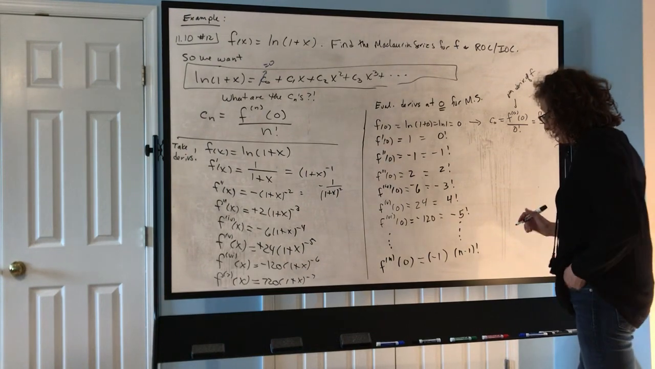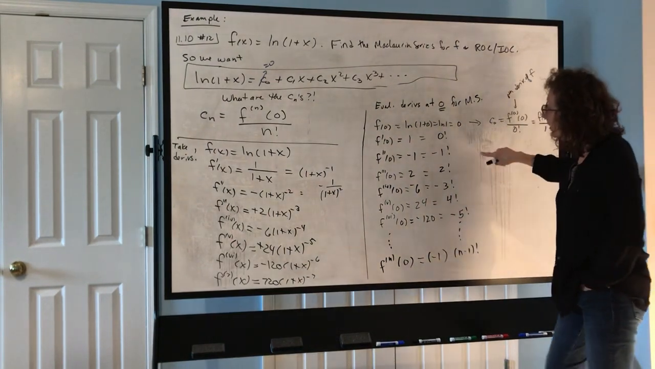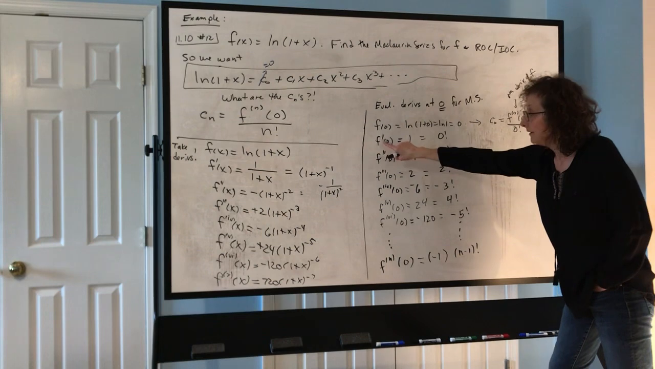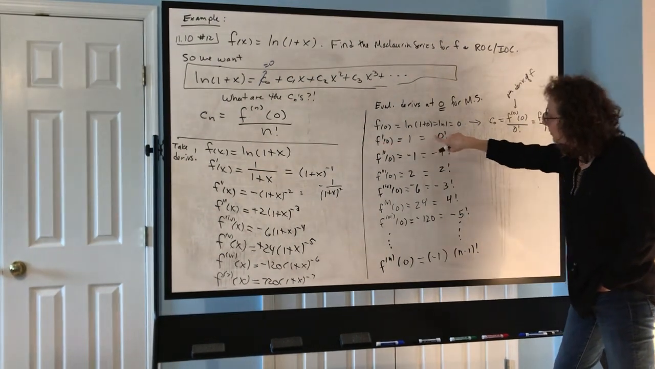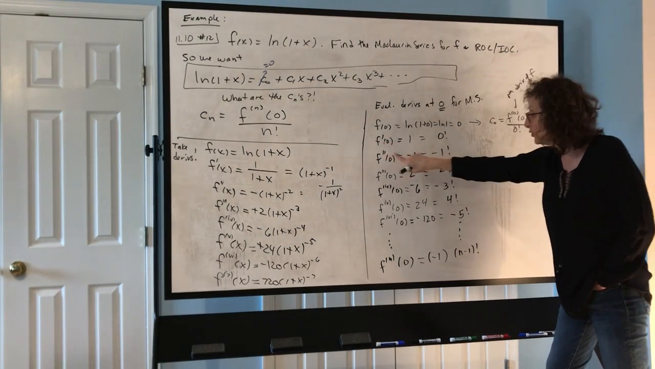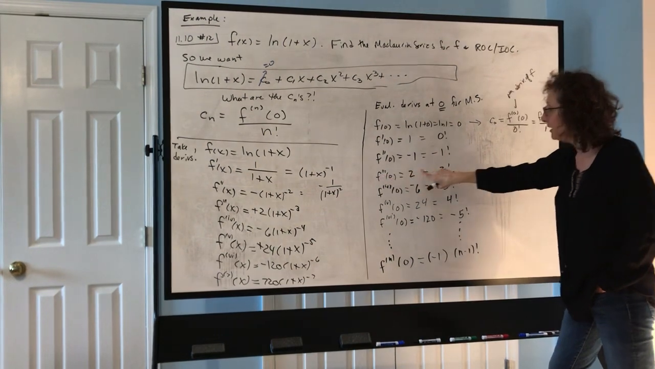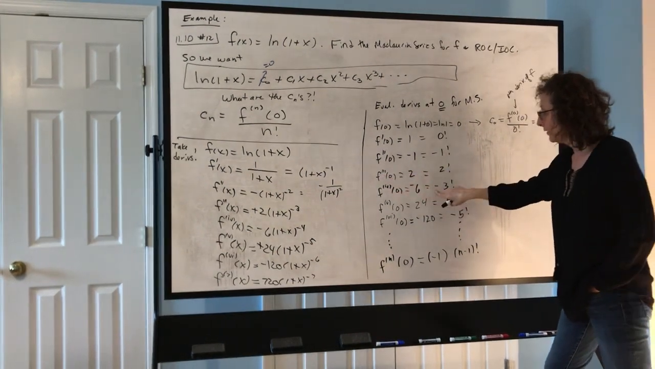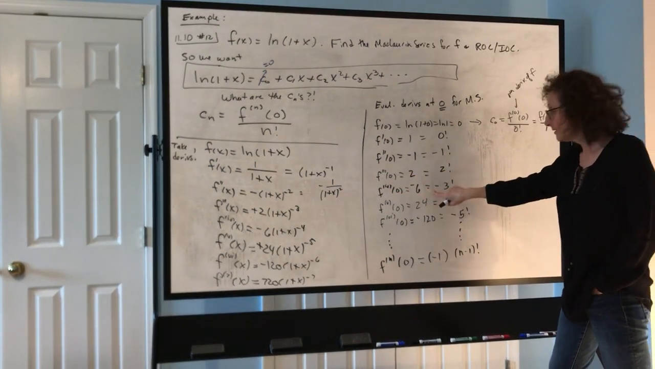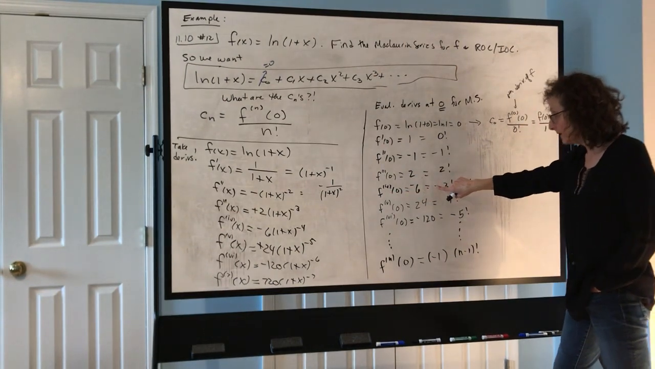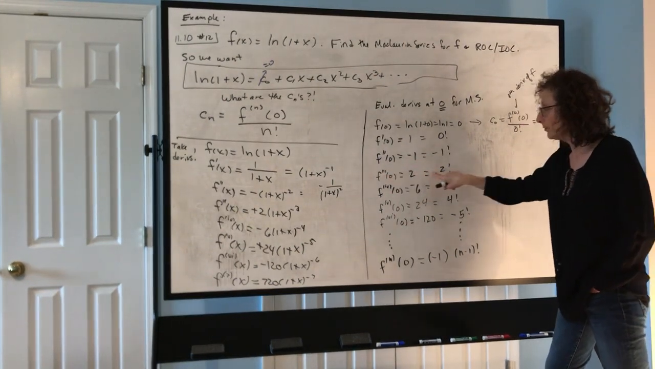We just have to figure out, what do we want? So when n is 1, that's the first derivative, we want positive. When n is 2, we want negative. When n is 3, we want positive. 4, negative, right? So when n is even, I want negative, and when n is odd, I want positive.